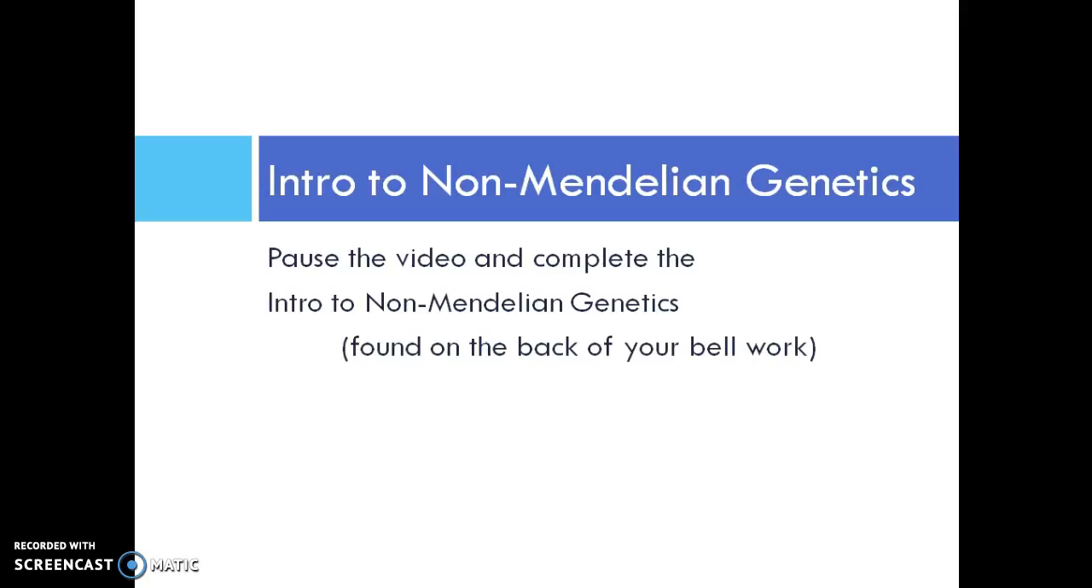Pause the video here and complete this handout that's on the back of your bell work. You'll notice that the first cross is something that you're very familiar with. The second two crosses are new scenarios that I'd like you to see if you can try to figure out. We'll learn about them in just a little bit. So pause the video here. When you're done completing this handout, then start the video back up.